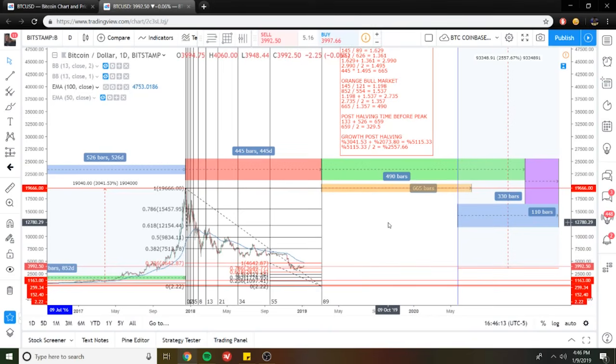Position yourself adequately. Don't, you know, don't get wrecked. Is the best way I could put it.